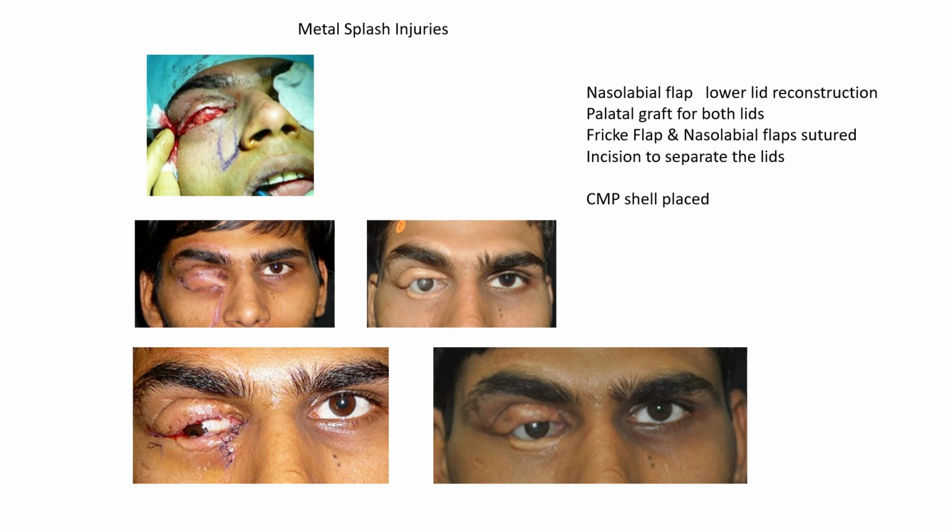Subsequently, a nasolabial flap for lower eyelid was reconstructed and transferred. This was lined with a palatal graft and it was used for the upper lid also. Both fricase flap and the nasolabial flap were sutured together. Incision was given to separate the lids and a CMP shell was placed, and here you see the final result.